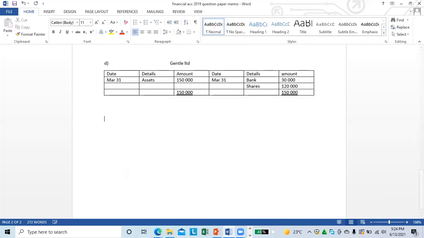So question 3 on this normal examination paper. You are given a statement of financial position and you're also given some information down there. Then you are required to calculate the members' interest and prepare the statement of financial position after the change in membership interest.